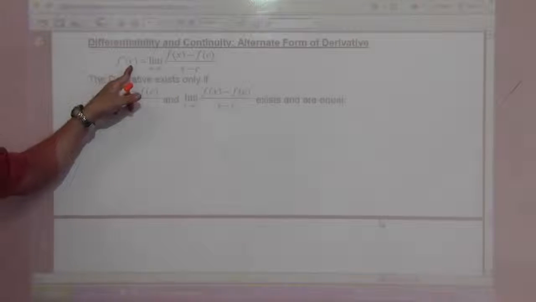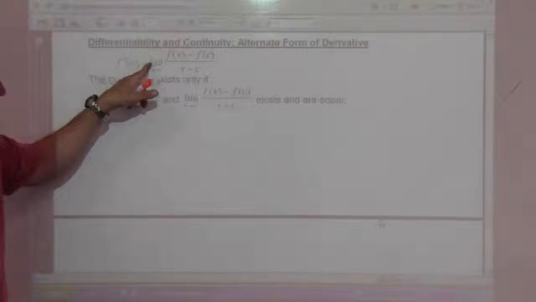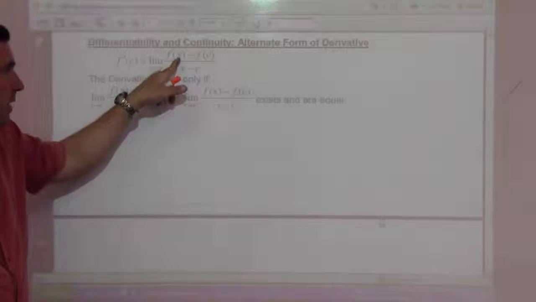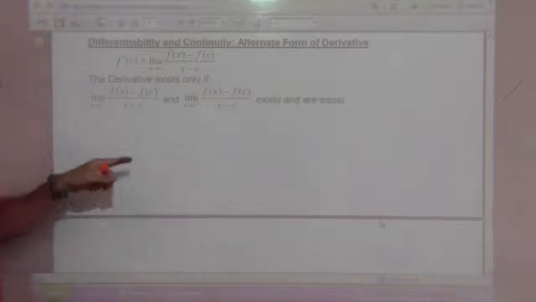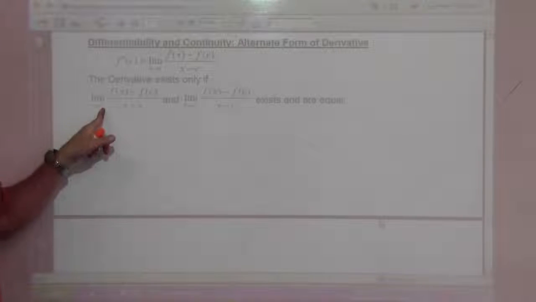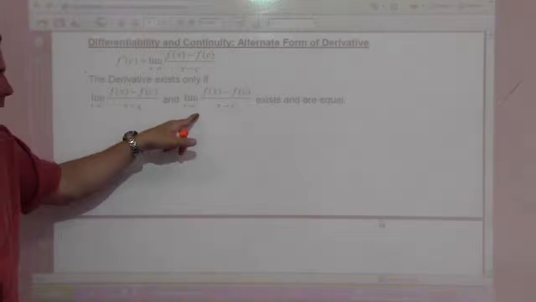Okay, so f prime of c, so the derivative at a point c, is the limit as x goes to c of f of x minus f of c over x minus c. The derivative exists only if the limit as x goes to c from the left and the right is going to be the same.